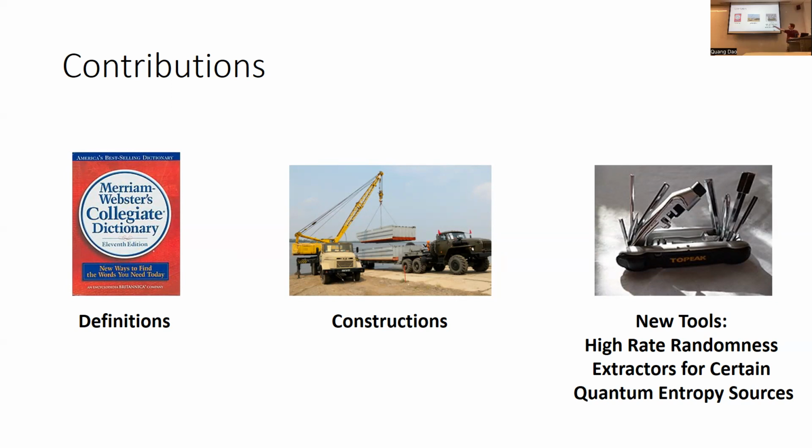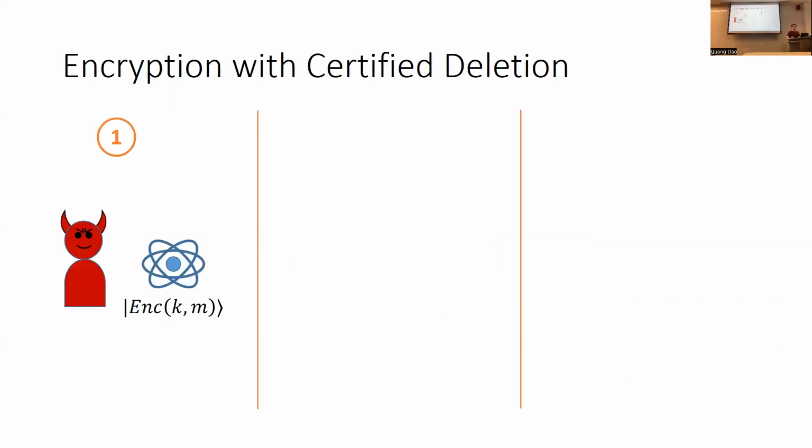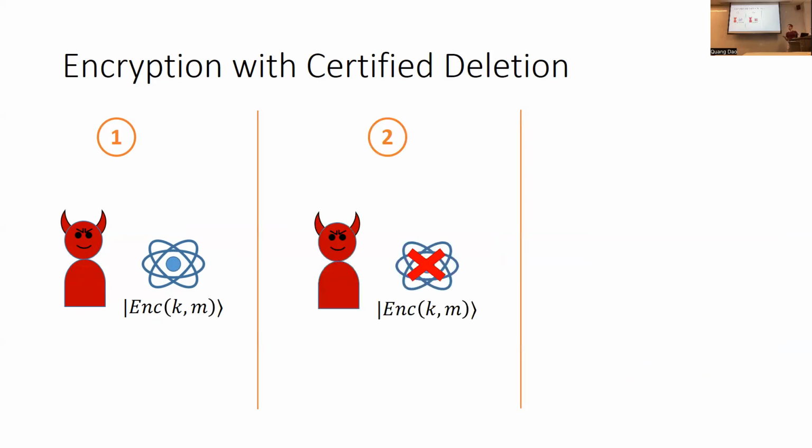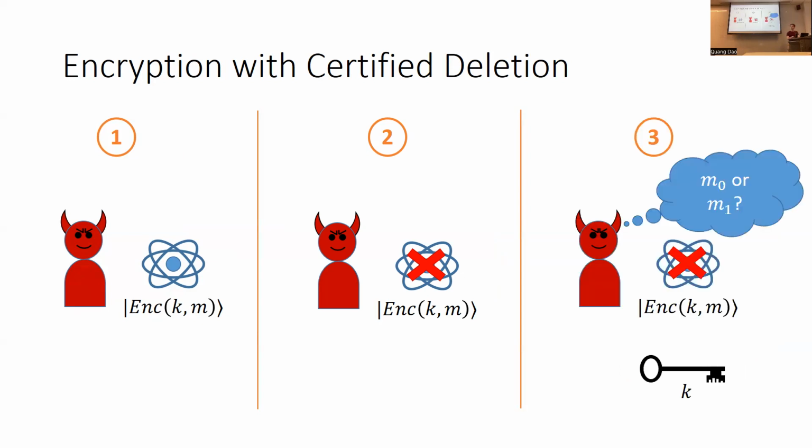All right, let's start with the definition side of things. For inspiration, let's look at encryption with certified deletion. In encryption with certified deletion, the adversary starts with a ciphertext. It deletes it by producing a valid certificate. And then after it produces a valid certificate, it gets the key and tries to guess whether or not the message is M0 or M1. And we want the guarantee to be that even if this all occurs, the adversary still should not be able to guess better than a 50-50 random chance.